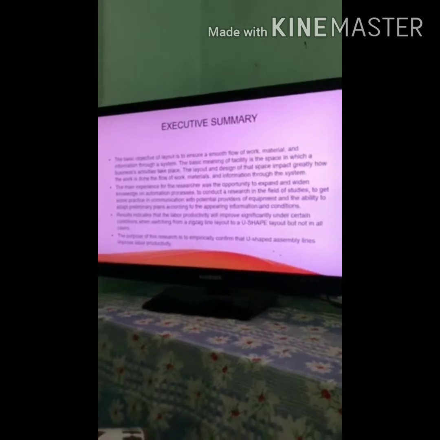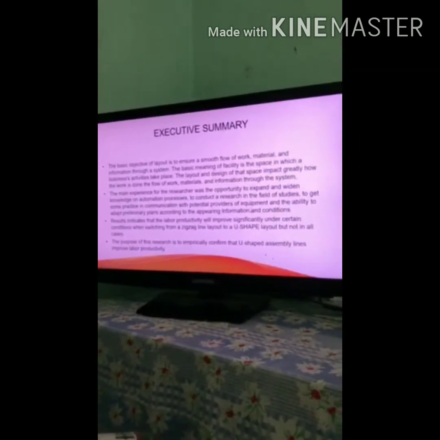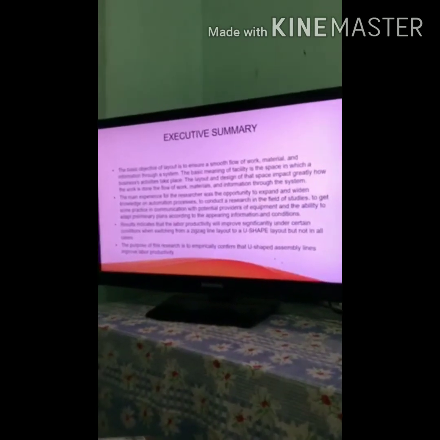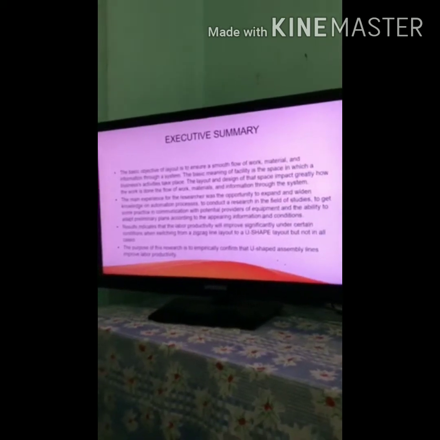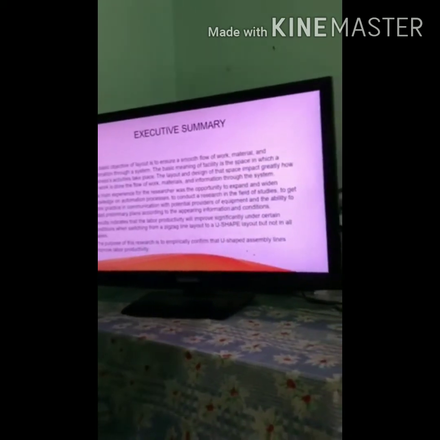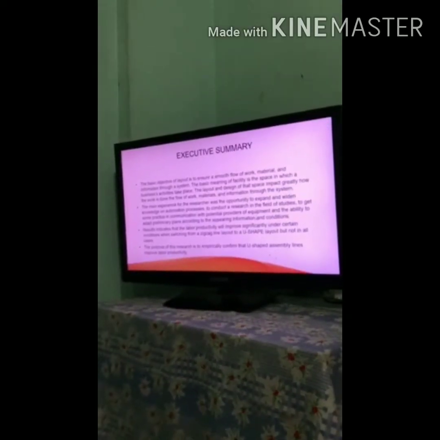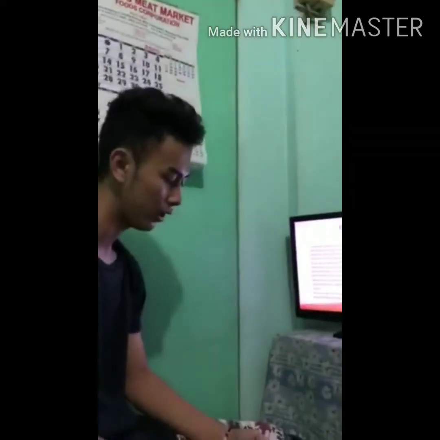So the result indicates that labor productivity will improve significantly under certain conditions when switching from a zigzag line layout to a U-shaped layout, but not in all cases. The aim of this research is to empirically confirm that U-shaped assembly lines improve labor productivity.